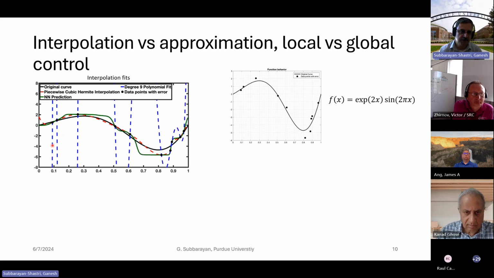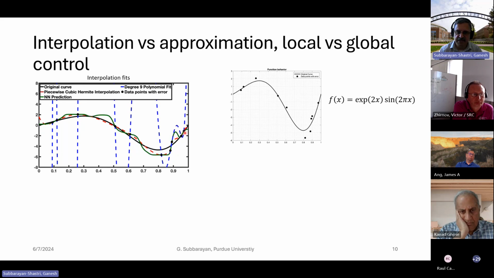The first thing I want you to notice is if I take these 10 data points and fit a degree 9 polynomial through those 10 data points, and they would be highly oscillatory, these dashed blue lines. You can't even see it within the scale of the plot that you see here. So polynomial fits are usually not a very good idea. And then you can see, this is the original curve, the black curve. And then you can see the neural network prediction. That's the green line.